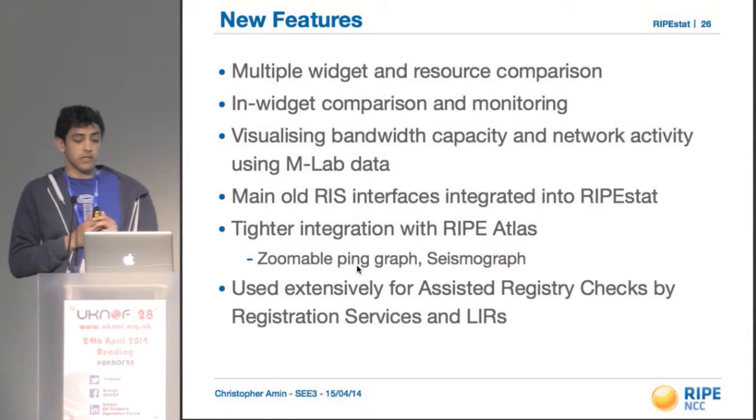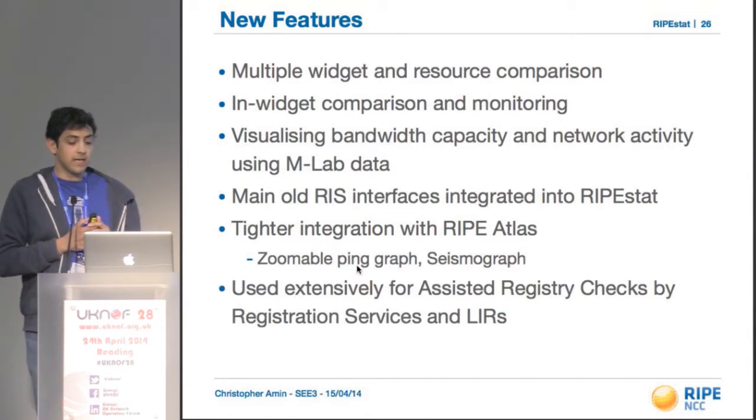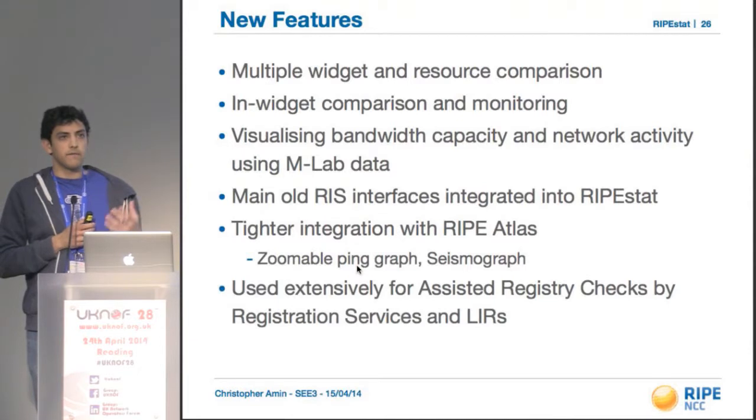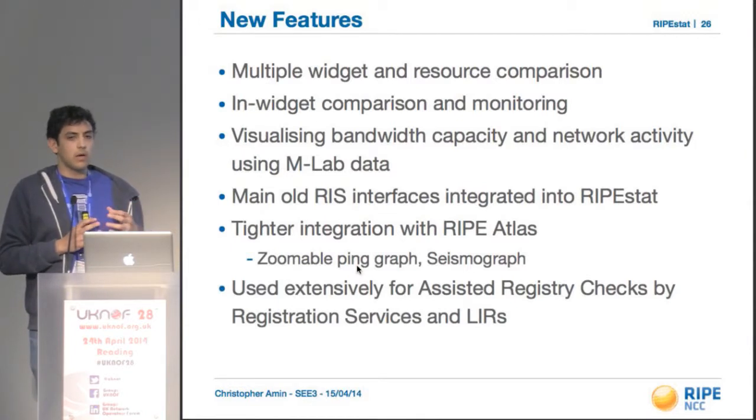It's possible to visualize bandwidth capacity. Like I said, we now use MLab data, which provides network activity and bandwidth capacity. So the network activity is based on the people who have run these bandwidth capacity tests to MLab. The RIS service, the routing information service, had various front ends. We've moved most of those now into RIPEstat. There's a few other tools out there like RIS, but this is now the focal point for that information.